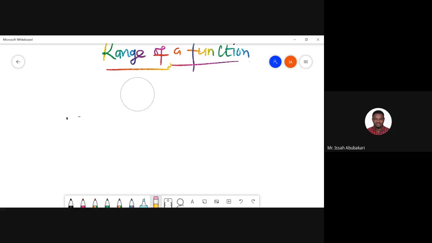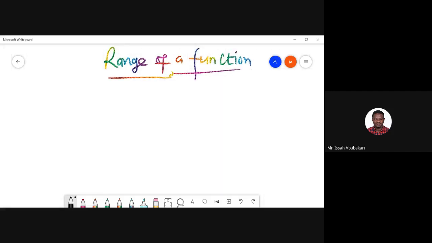What I'm trying to put across is, when we are solving for the domain, we were taking into consideration the X values. But here we are going to solve for the range, so we are going to consider only the Y values. All right. So let's start with question 1, solving some examples.